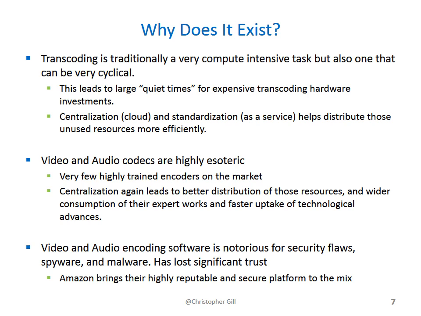So why did Amazon go through the trouble of creating Elastic Transcoder? Primarily because transcoding is traditionally a highly compute-intensive task, but also one that doesn't happen every day in many companies. Therefore, you end up with a lot of quiet time on very expensive hardware. The centralization that cloud provides, as well as the standardization of providing it as a service, helps distribute those unused resources more efficiently and save your business cost.